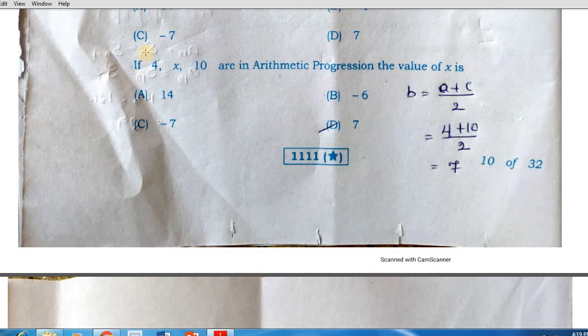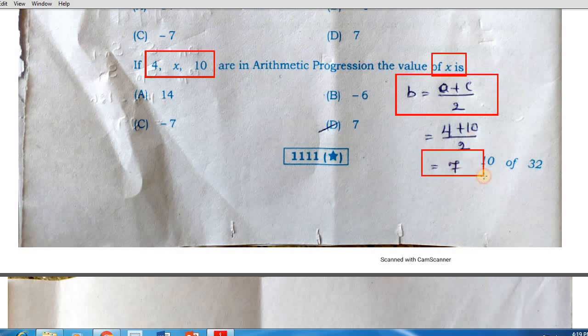Question number 12, children. If 4, x, 10 are in arithmetic progression, then the value of x. So to solve this we want to use the mean finding formula, that is b equals a plus c by 2, and substitute the values. 4 plus 10 by 2. 4 plus 10 gives 14. 14 by 2 is nothing but 7. Hence for this question the right option is D, 7.